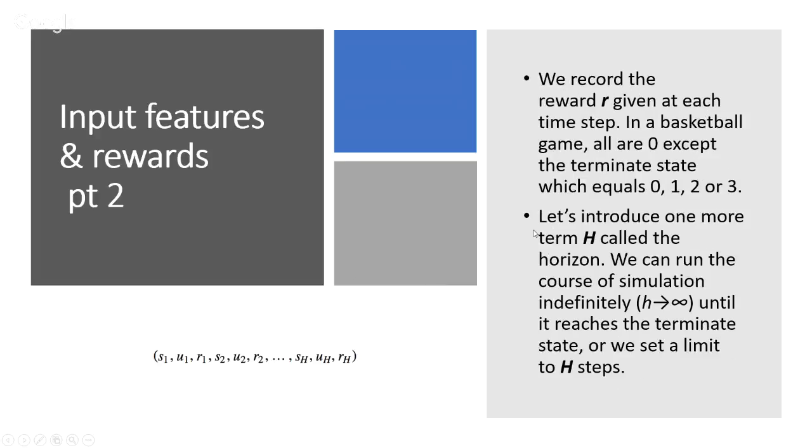So what we need to do is record the reward given at each time step. In a basketball game, all are 0 except the terminate state, which equals 0, 1, 2, or 3. Let's introduce one more term, H, called horizon. We can run the course of simulation indefinitely until it reaches the terminate state, or we set a limit to H steps.